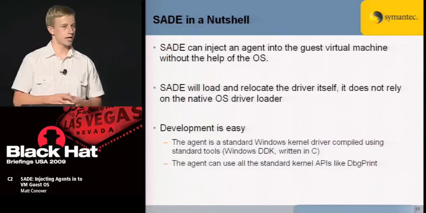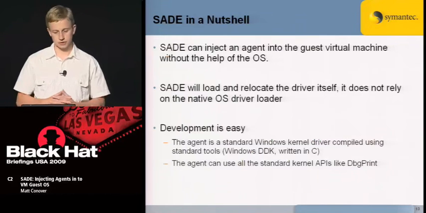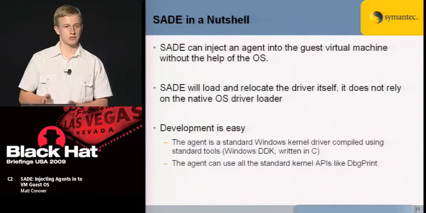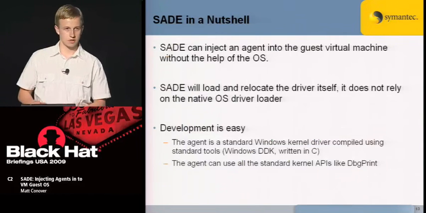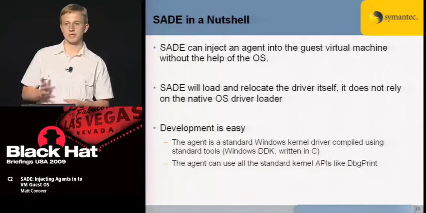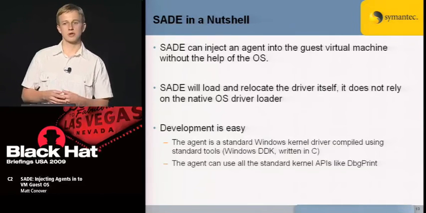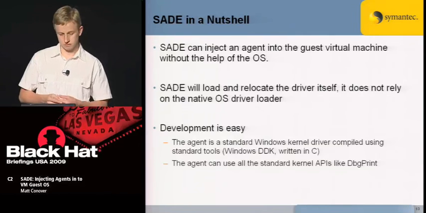Okay, so in a nutshell, this is how it works. We can inject an agent into the virtual machine without the help of the operating system. The reason that this is important is that the operating system might actually be compromised, so we might not be able to use the OS native facilities to do it.